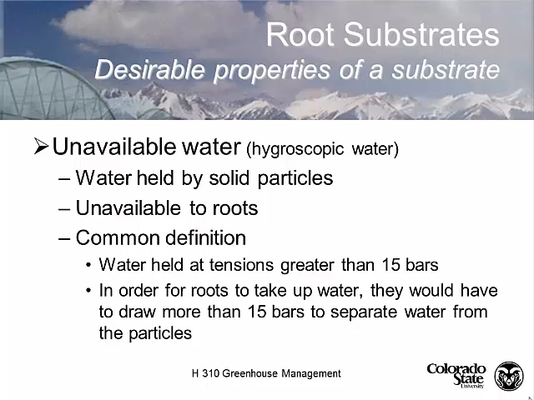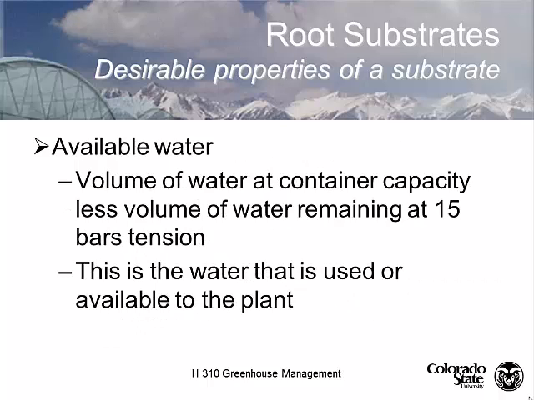Unavailable water is water that's held by solid materials, unavailable to the root. The root systems are not able to pull it off the soil material. Typically speaking, we don't see these kinds of water tensions in the greenhouse. You hear about this with desert plants. Unless we're talking about coir, or coconut fiber. Coconut fiber has more unavailable water than other potting substrates. So available water is that water that's available to the plant.